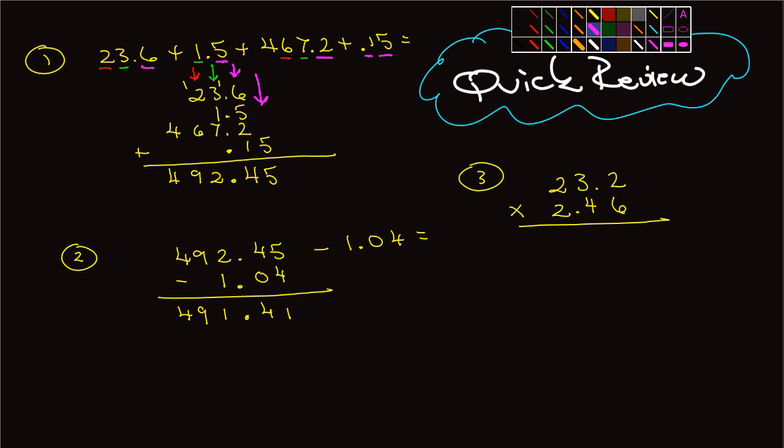Okay, so hopefully you've had a chance to do this. Let's take a look at it. So what's 6 times 2? That's 12. Put down the 2, carry the 1. What's 6 times 3? That's 18, plus 1 more is 19. Put down the 9, carry the 1. What's 6 times 2? That's 12, plus 1 more is 13. All right.